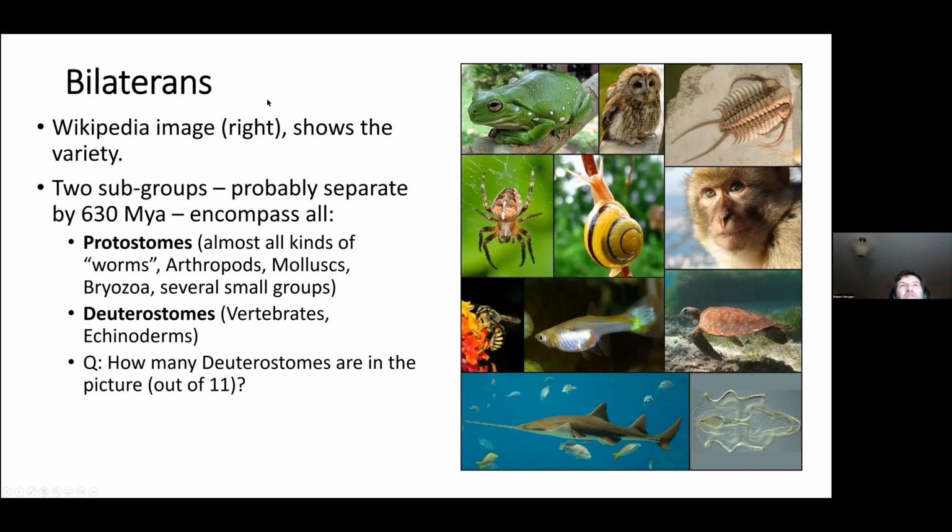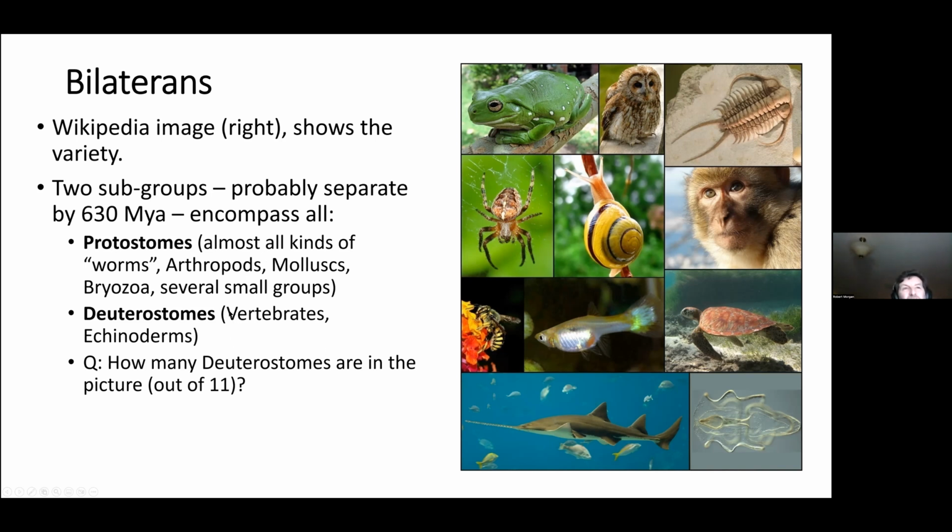The bilaterans we're looking at now split up into two groups, and these groups have only been recognized again as major groupings of animals in the last 20 to 30 years or so at the most. One's called the protostomes, which is almost all kinds of worms, the arthropods, which are the crustaceans and insects, the mollusks, the bryozoans, and a few other things.